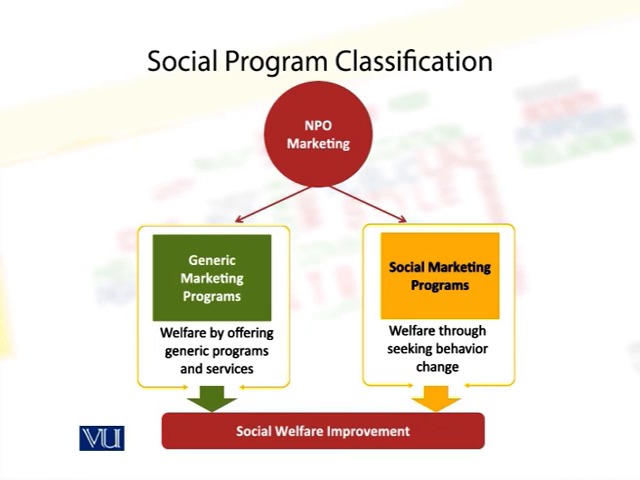Like I said at the beginning of the component, the whole NPO sector is all about seeking welfare of the society and bringing about improvements after improvements. But there are certain fine distinctions between generic marketing programs and social marketing programs. I think in order to bring about even more clarity, we should say that the generic marketing programs are the welfare programs, or rather the generic welfare programs, whereas programs falling on the other side are the social marketing programs.